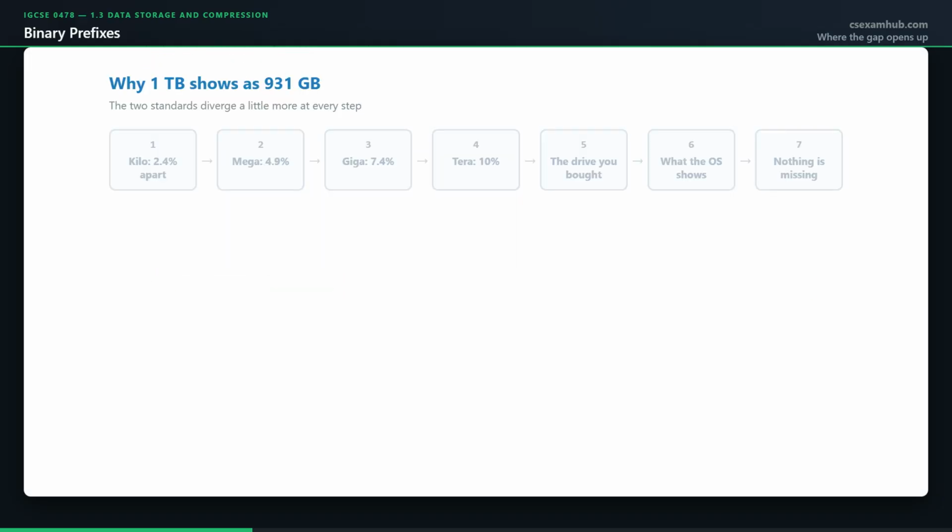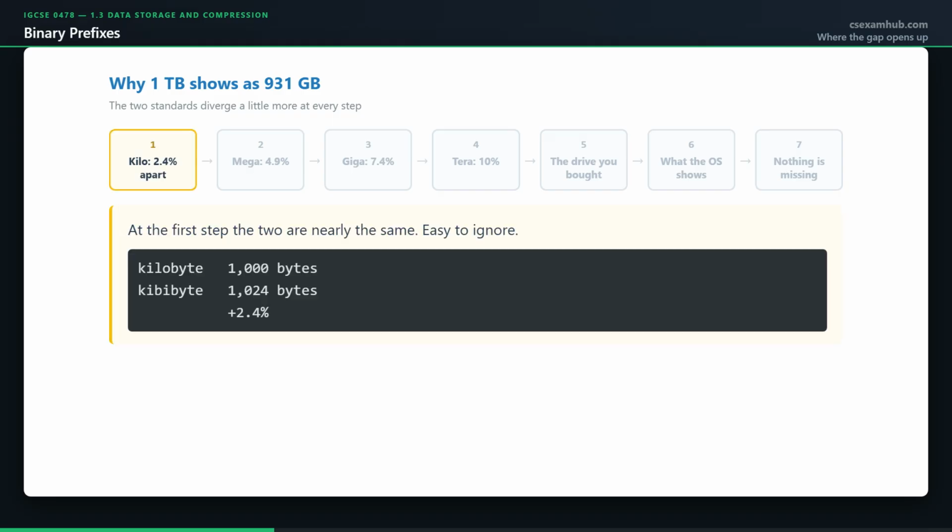Now, the arithmetic that makes this worth understanding rather than memorizing. At the first step, the two systems are almost identical, 1,000 against 1,024, a difference of 2.4%, barely noticeable, but each step multiplies and the small discrepancy compounds. At mega, a megabyte is 1 million bytes, and a mebibyte is 1,048,576. The gap has grown to about 4.9%.